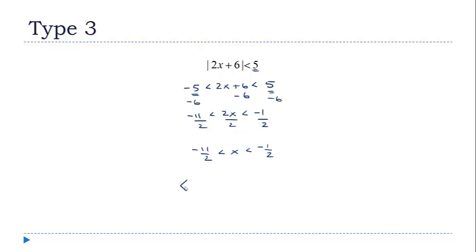If I try to graph this just like I did before, I have negative 11 halves, negative 1 half, and here I want the numbers that are greater than negative 11 halves and less than negative 1 half. So those are the numbers in between here. And I'm going to use the same end markers. I'm going to use parentheses because we still have strictly less than in our inequality.